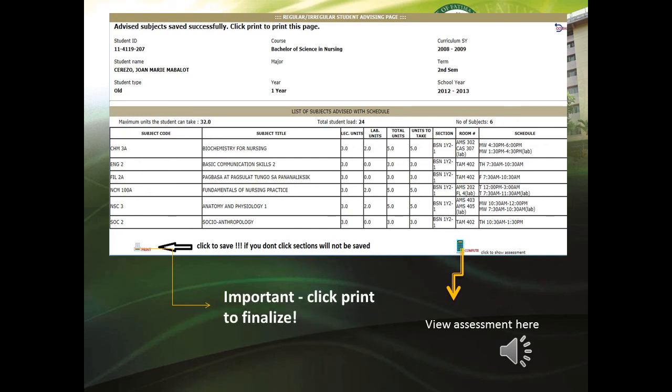Click print in order to finalize the transaction. Otherwise, your sections will not be saved. By clicking on the icon to the right, you can also review or view your assessment.